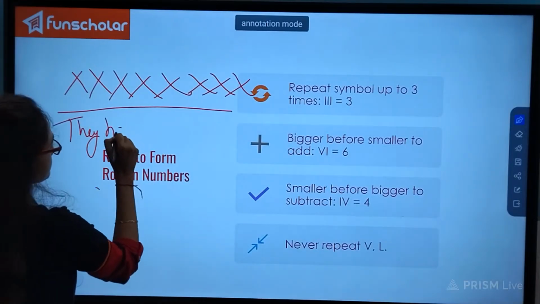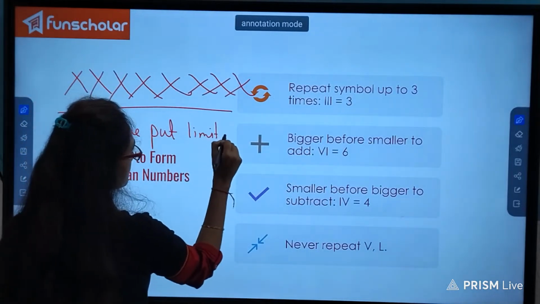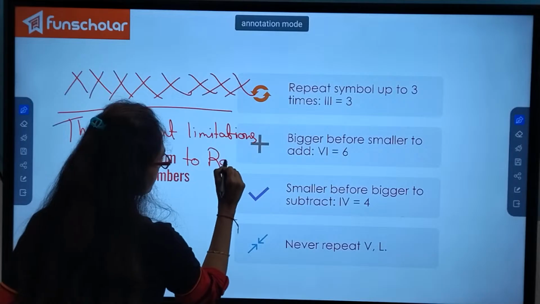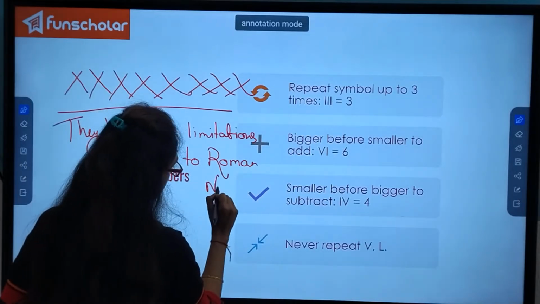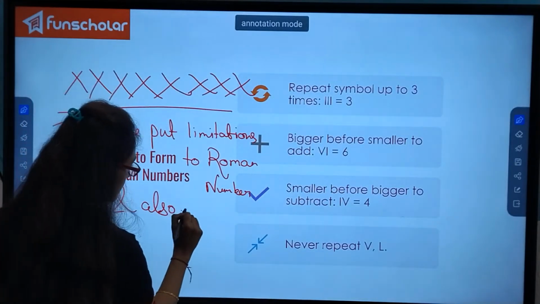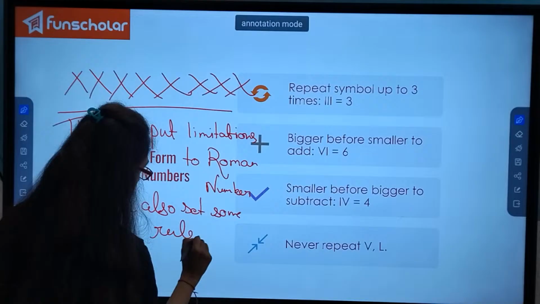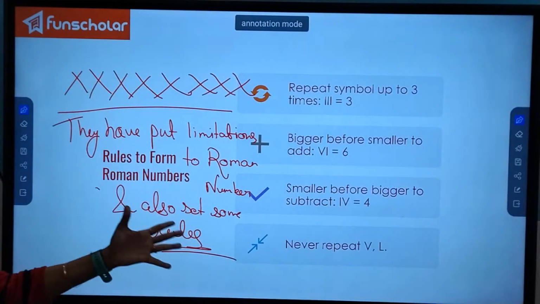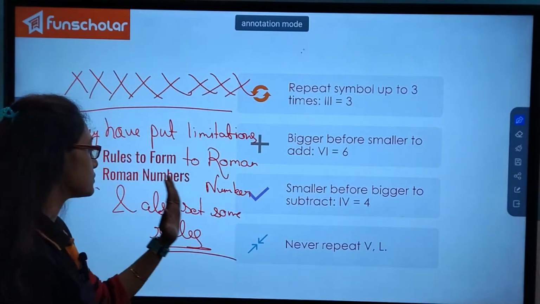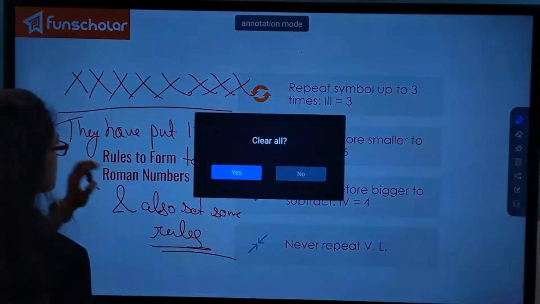They have put limitations to Roman numbers and also set some rules. Clear? So to make the calculations easy, they put limitations to Roman numbers and also set some rules for the use of Roman numbers. So what are those rules?